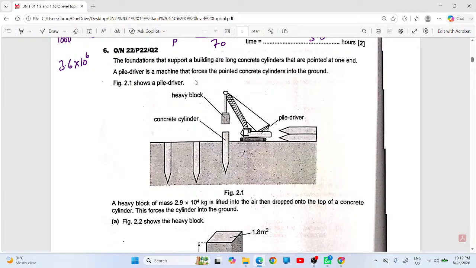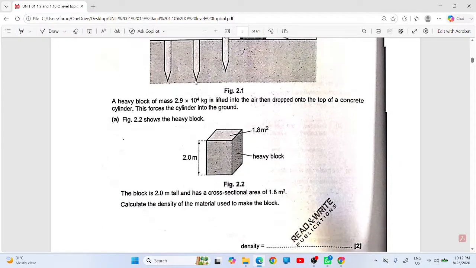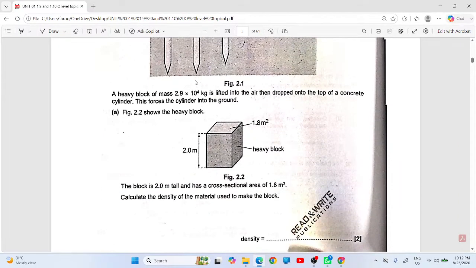The foundations that support a building are long concrete cylinders that are pointed at one end. A pile driver is a machine that forces the pointed concrete cylinders into the ground. Figure shows a pile driver. A heavy block of mass 2.9 multiplied by 10 to the power 4 kilograms is lifted into the air and then dropped onto the top of the concrete cylinder. This forces the cylinder into the ground.